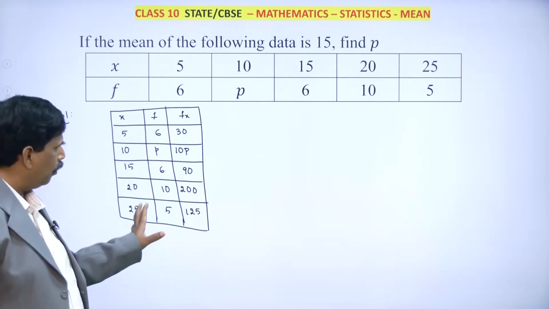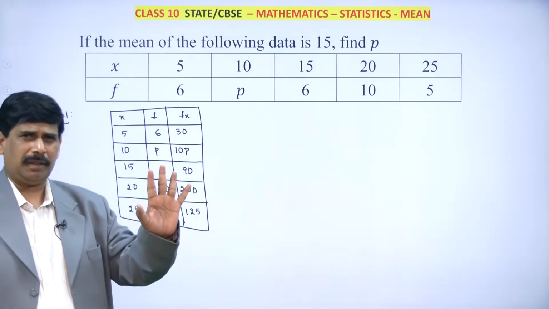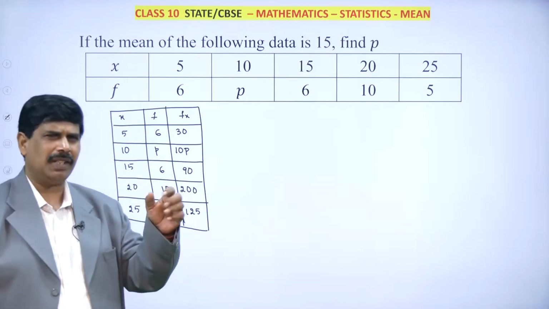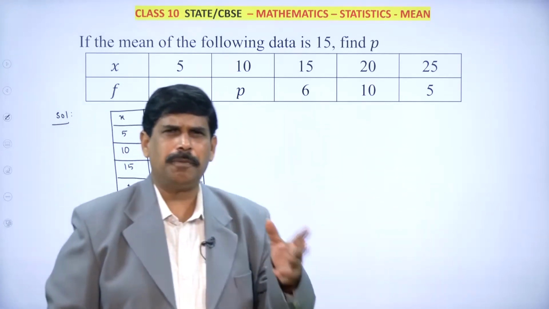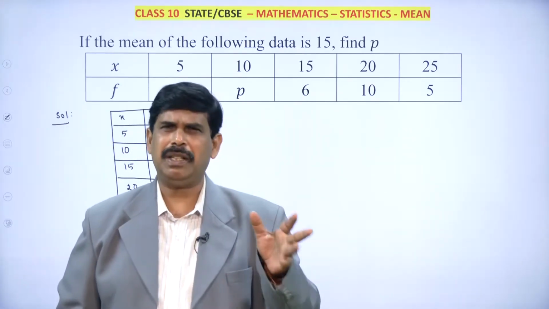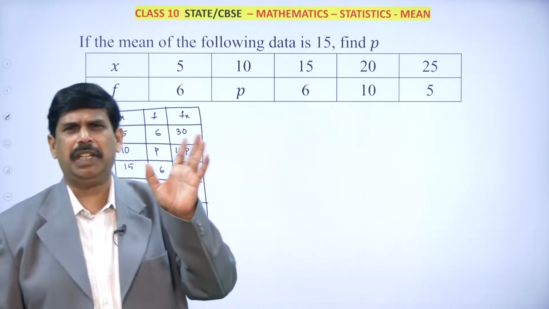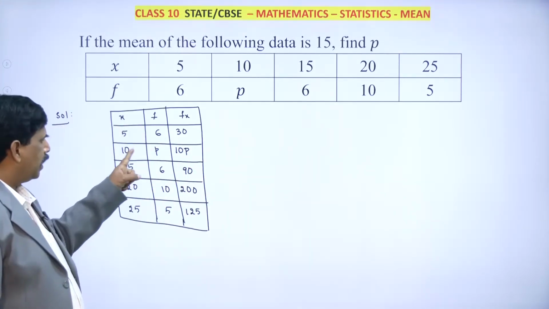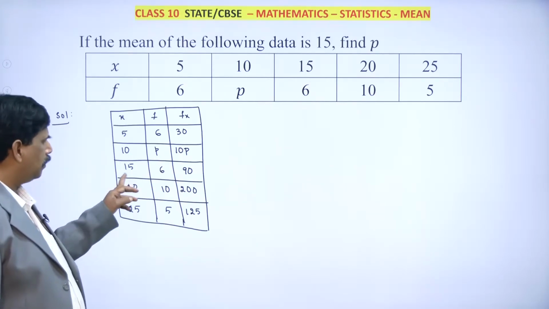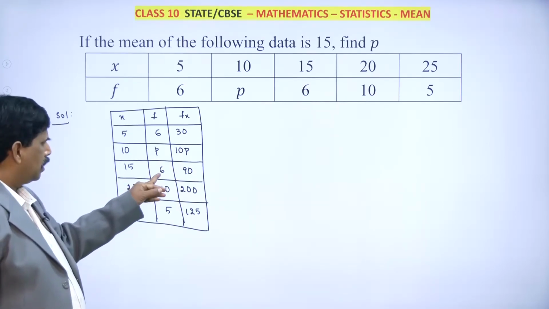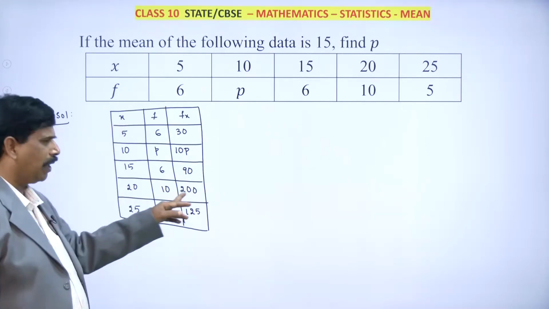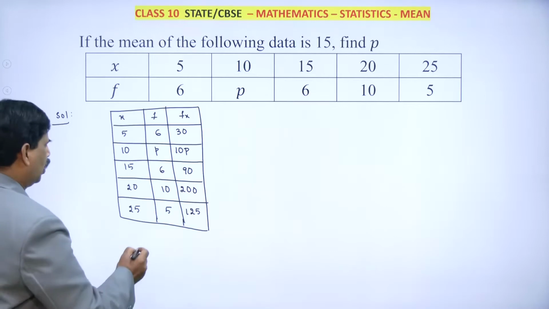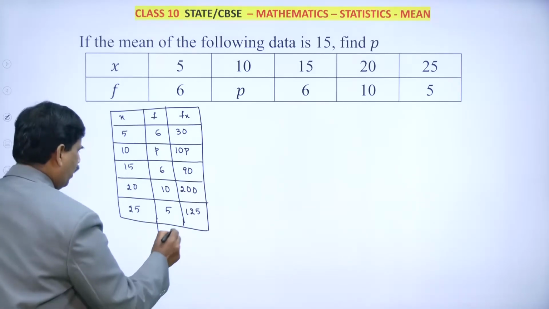We have filled the table and as per the procedure, no matter whether P is absent here. One of the frequency is absent. Instead of that you have P. Don't get confused. Let P be treated as a number and you proceed according to the procedure. So 5 6s are 30, 10 into P 10P, 15 into 6 90, 20 into 10 200, 25 5s are 125. Now what we will do actually, we will find the value of n.